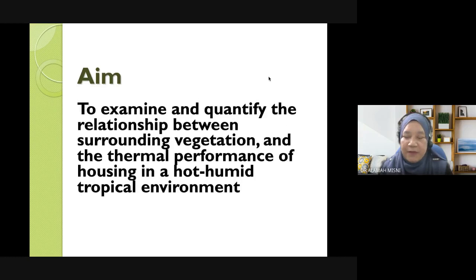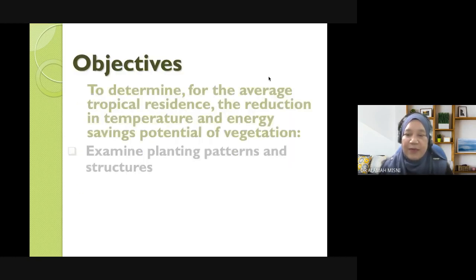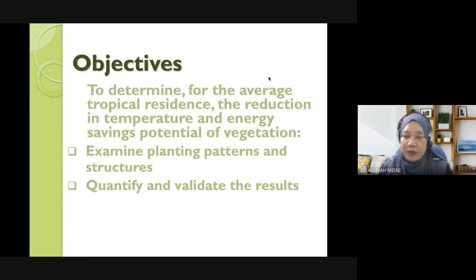And this is the aim of my study, to examine and quantify the relationship between surrounding vegetation and the thermal performance of housing in the hot tropical environment. Next. So with objective to determine for the average tropical residents, the reduction in temperature and energy saving potential by vegetation, by number one, examine planting pattern and structures, and number two is quantify and validate the result.